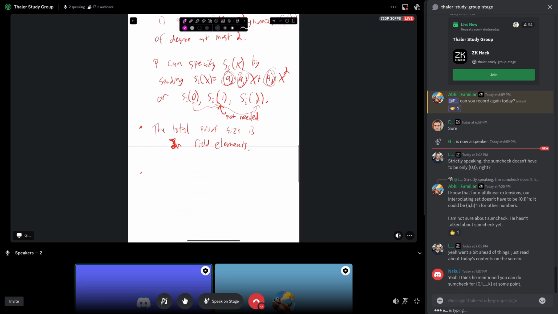The total verifier time turns out to be order n field operations, plus the time to evaluate G at a single point.